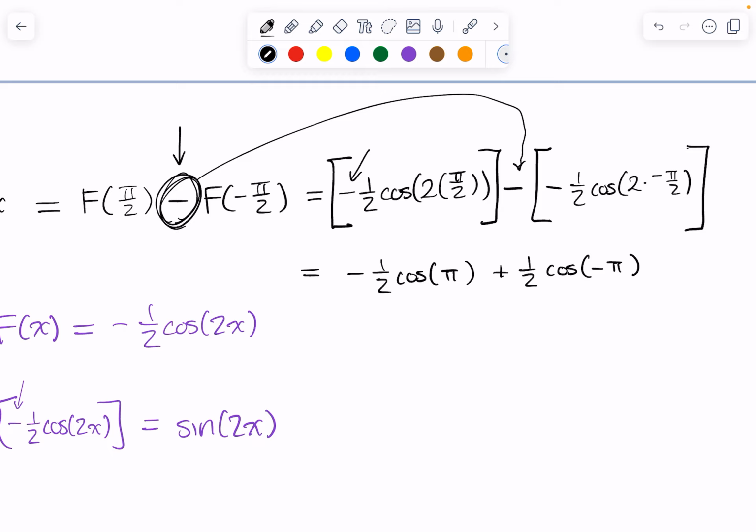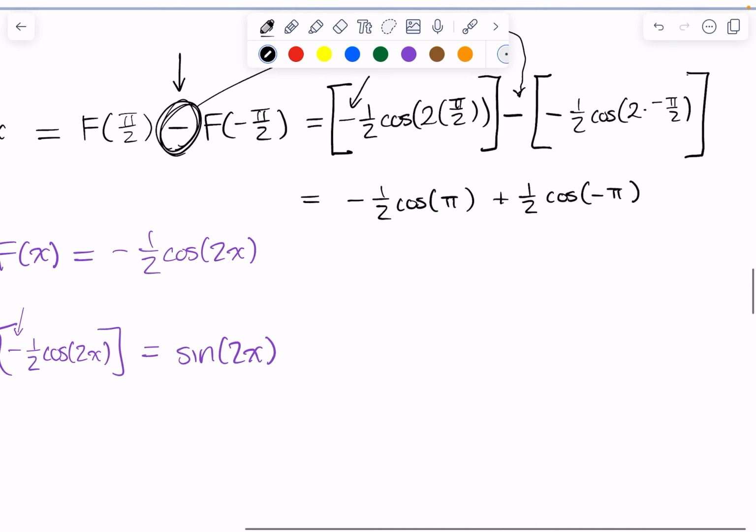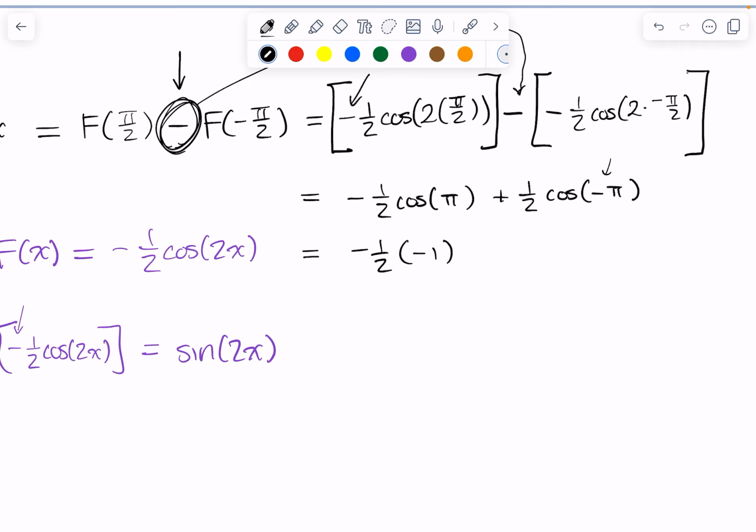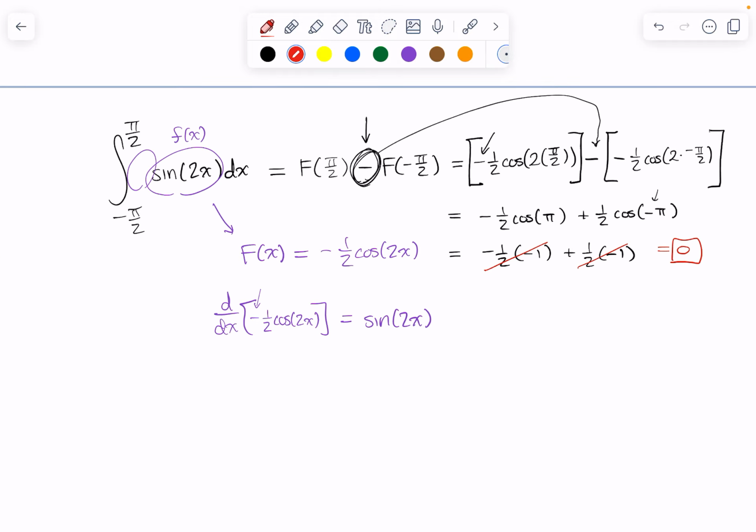Okay. Let's see. Cosine of pi, you should know this, it's -1, right? What about cosine of -pi? Oh, well, that is also -1. You should know that too. Look at that. They cancel out. We get an answer of 0. Does that make sense?